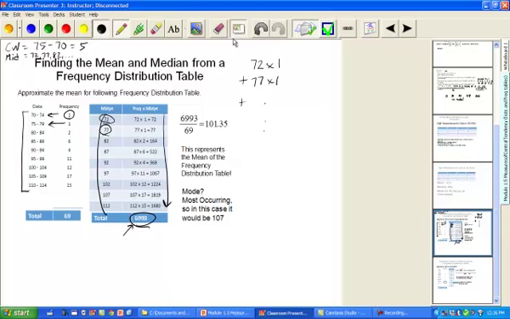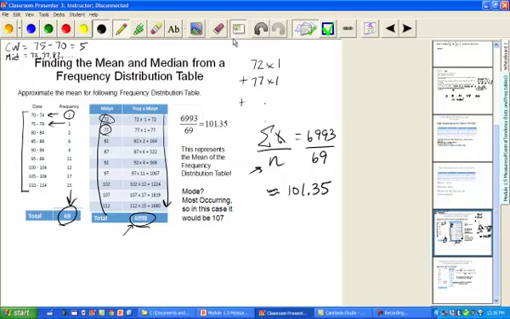Then the question is, what do I do with that 6993? So the sum of all the values, the sum of all the x's, is 6993. What's n? What is the number of values in the list? It's the total of the frequencies, which is 69. So let's double check that on our calculator to make sure that's correct. And it looks like it came out to about 101.35 approximately.